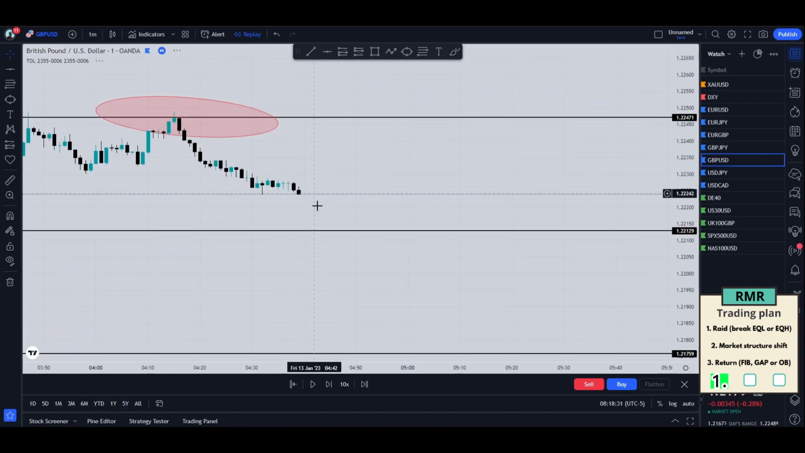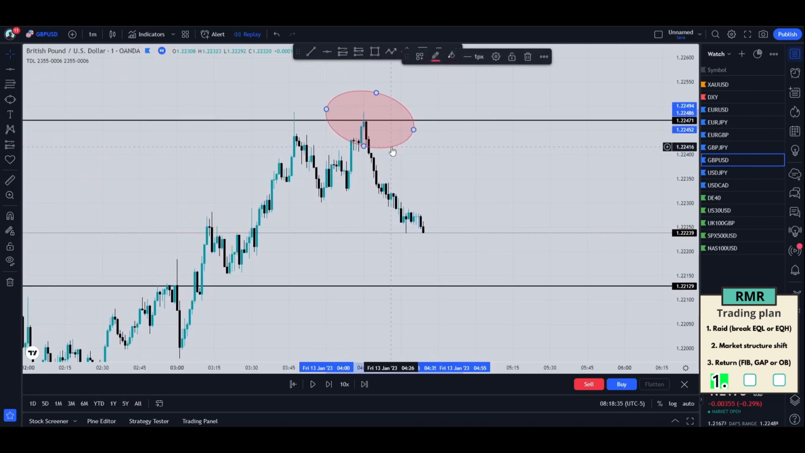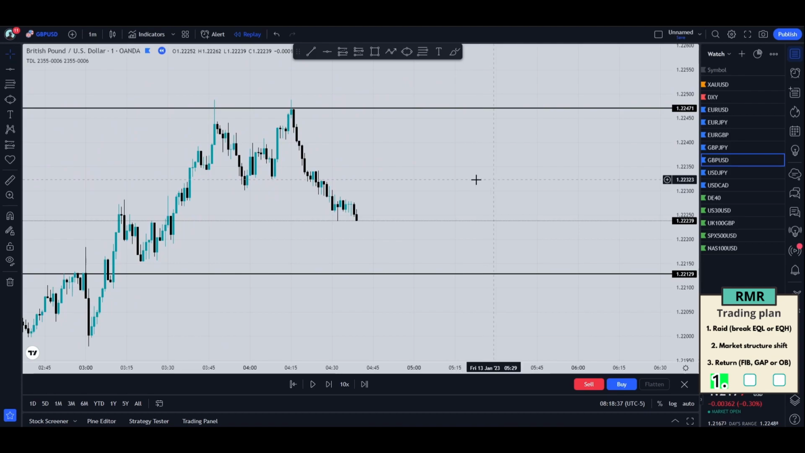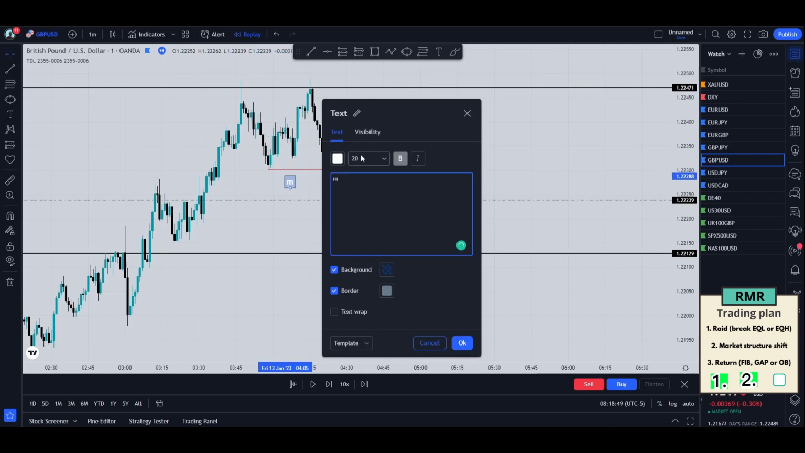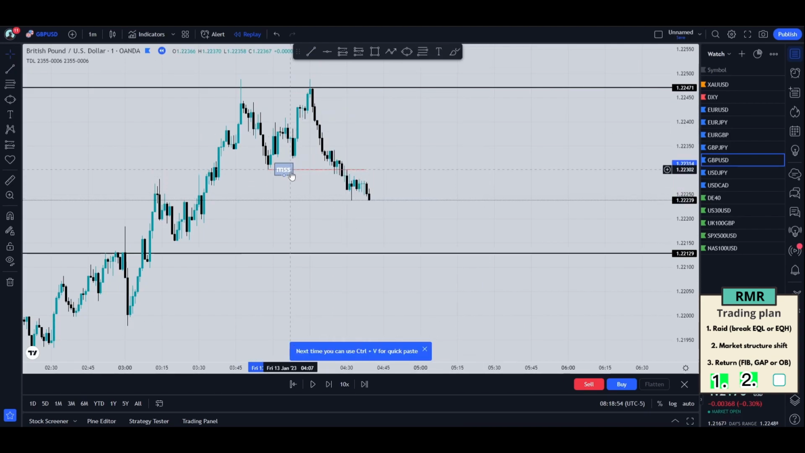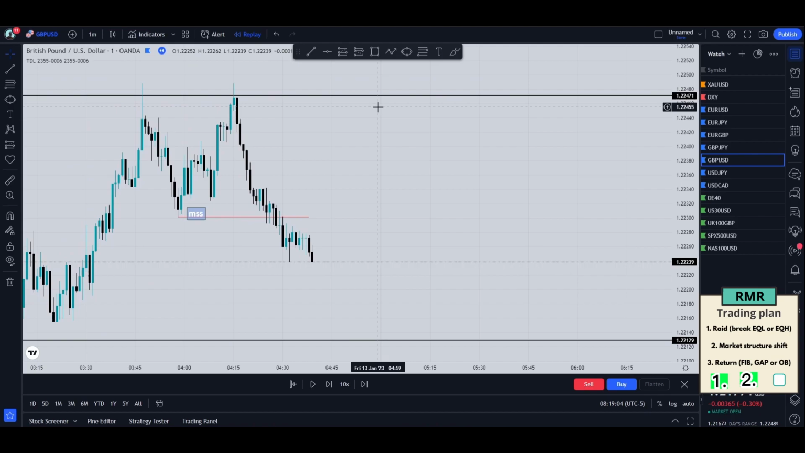And now I'll be looking for an entry, and I will go to the 1 minute time frame. Now I'll be looking for a significant market structure shift, which is the second point in the RMR trading plan. And right there we can see a market structure shift, and I'll be marking it, and I'll be looking for a return. The return is when the market retraces back up to the highs. This means you can now look for a fair value gap.